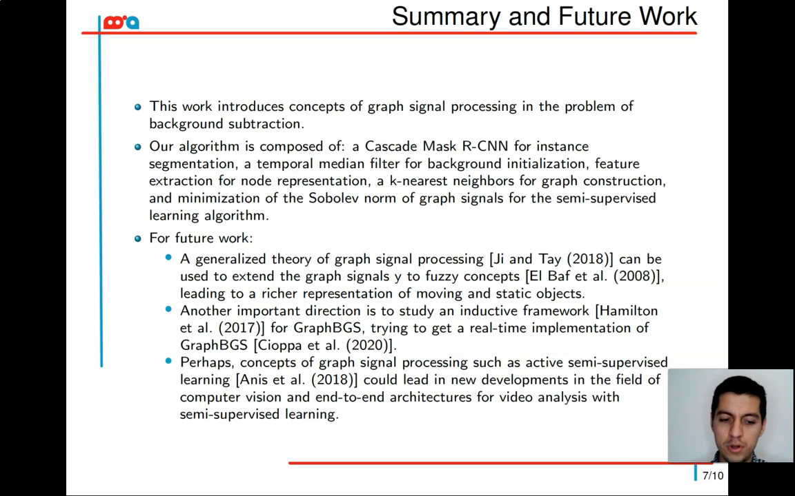For future work, we want to explore a little bit more other ideas of graph signal processing. We want to make an inductive framework, and we also want to explore active semi-supervised learning in this problem.